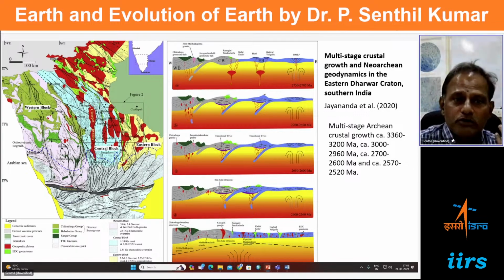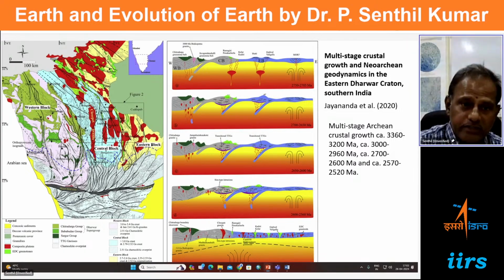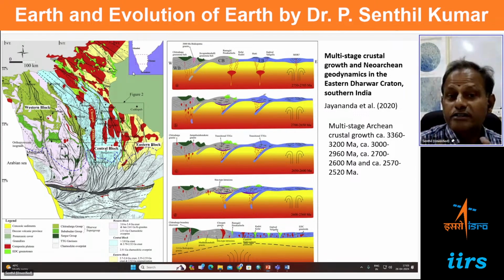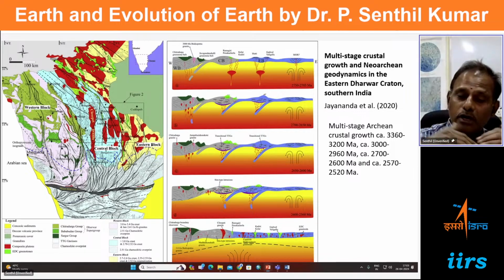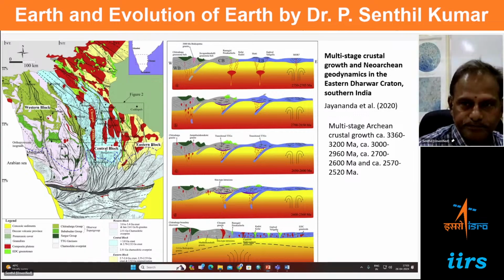So granites were produced in South India, like near Bangalore. If you see Bangalore, you will find lots of granites. If you go to Karnataka also, you find the Hassan area, you find lots of granite. In Hyderabad, you find lots of granites. These granites were produced about 2,500 million years ago due to the plate tectonics process.